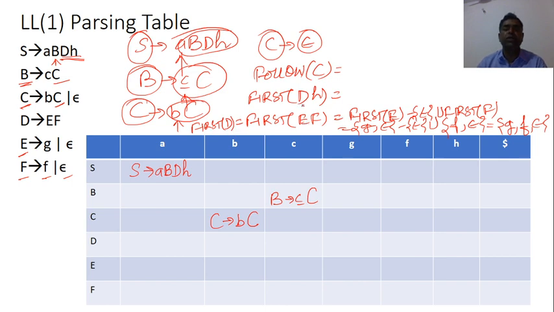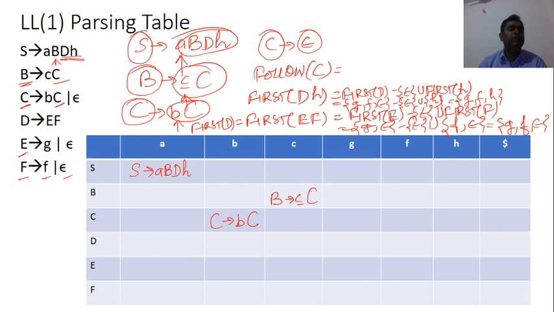So here first of D contains empty. So what do I have to write here? First of D, set difference empty, union first of H. And that will be equal to G, F, empty, set difference empty, union first of H, which is H. And this is equal to G, F and H. This is your first of DH.